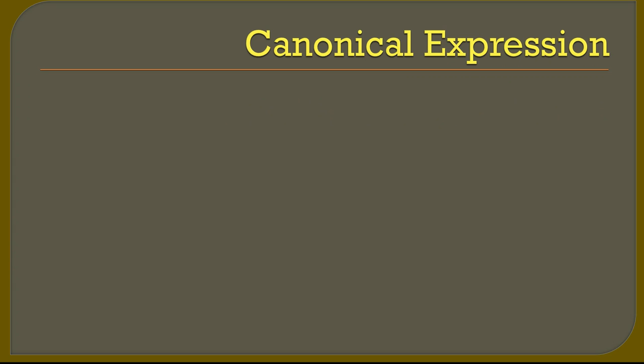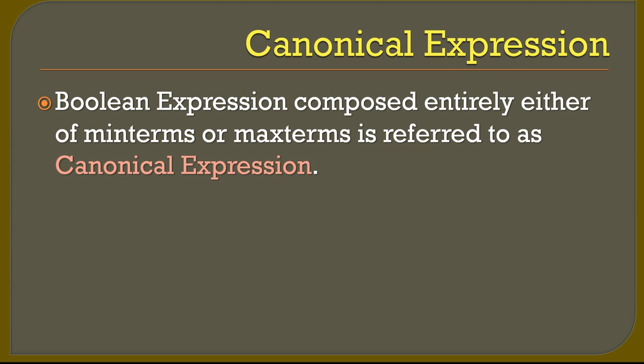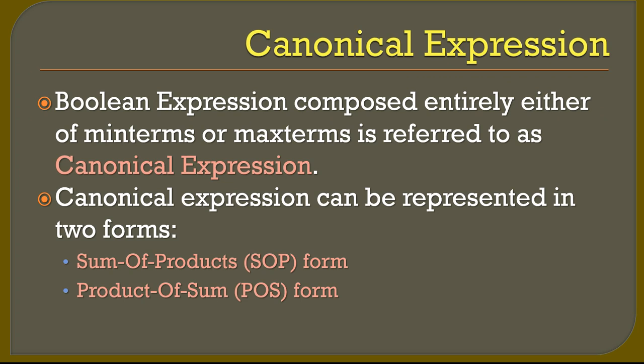A Boolean expression composed entirely either of min terms or max terms is referred to as a canonical expression. That means you will have an entire min term or max term expression. You are going to combine all that to get the canonical expression. The canonical expression can be represented in two forms. The first one is sum of products, which you can call the SOP form, or the second one is product of sums, which you can call the POS form.